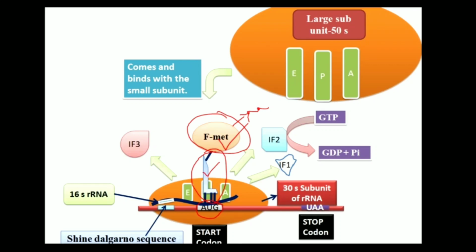Now, in the next step, they need to form the 70S initiation complex. For forming the 70S initiation complex, the large subunit of the ribosome, that is 50S, needs to come and bind with the small subunit out here. The initiation factor will now get released, and with the release of this initiation factor, the GTP will get hydrolyzed and provide the energy with the release of GDP plus inorganic phosphate.